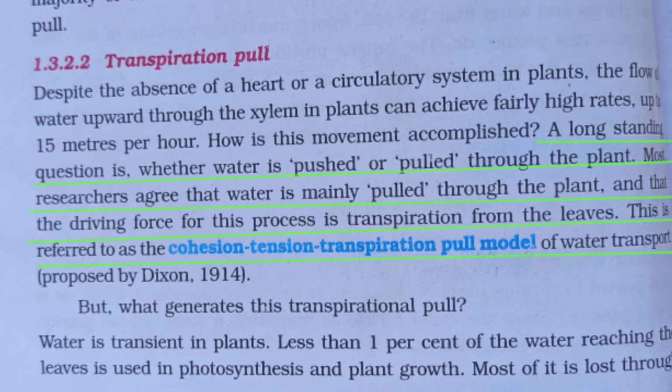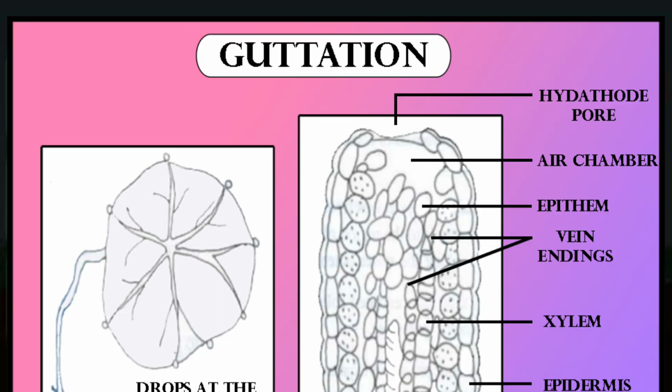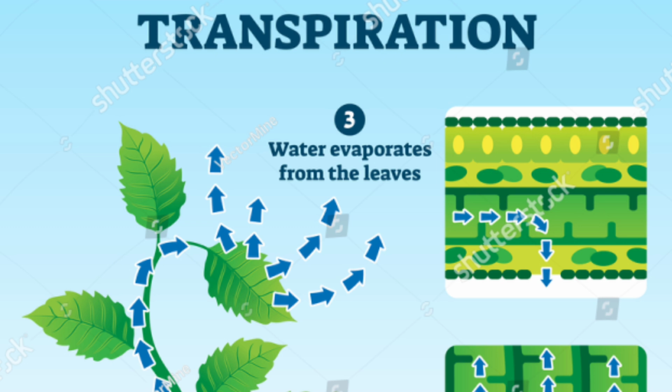A long standing question is whether water is pushed or pulled through the plant. Most researchers agree that water is mainly pulled through the plant, and that the driving force for this process is transpiration from the leaves. This is referred to as the cohesion-tension transpiration pull model of water transport proposed by Dixon in 1914. The water loss from the plant surface in the form of vapor is known as transpiration through the stomata, the opening pores of a leaf.